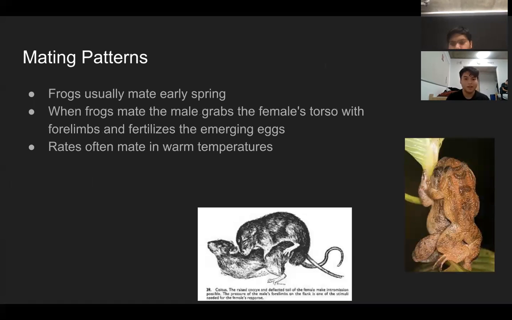Mating patterns. Frogs often mate around early spring, while rats mate in warmer temperatures. In rural areas, rats will often mate in summer when it's the warmest. However, in urban areas, rats will mate at all times of year if they have a warm environment, like a house to live in. Male frogs mount females and fertilize the eggs as they emerge from their backs. Depending on the species of frog, the mating can last from hours to days to weeks to months, so it really just varies.